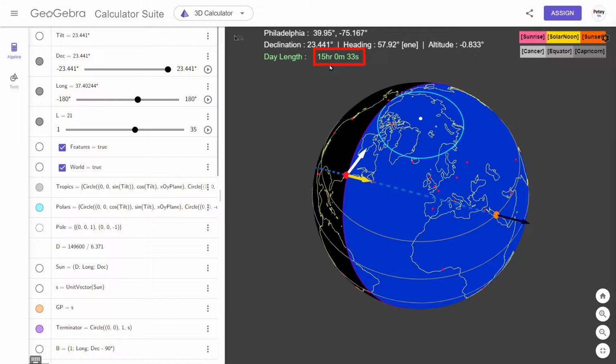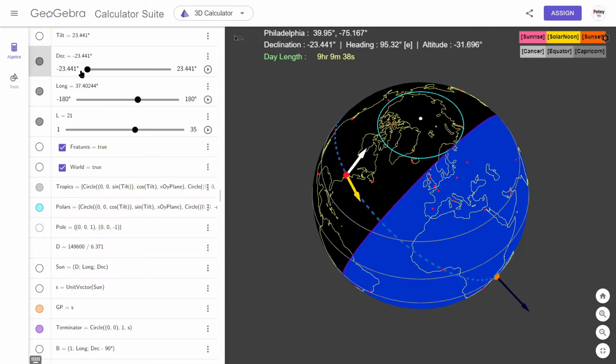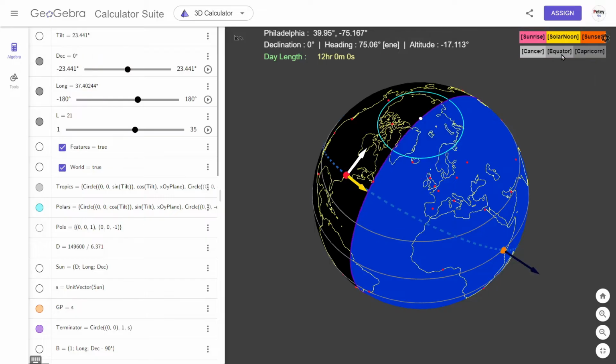We have this day length output here, which is reading 15 hours and 33 seconds, and it's currently in green. This reading could also be in yellow, and we'll talk about what these colours mean in a moment. Over here we have this declination slider, and this allows us to select a different time of year. Right now the Sun is above the Tropic of Cancer. We can move this along. Now the Sun is over the Tropic of Capricorn, or we can opt for these simple presets over here.